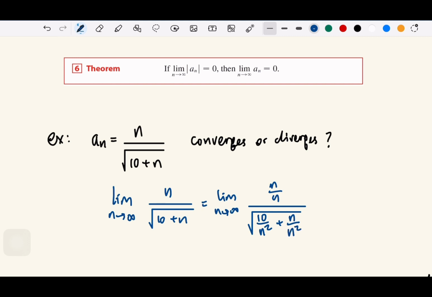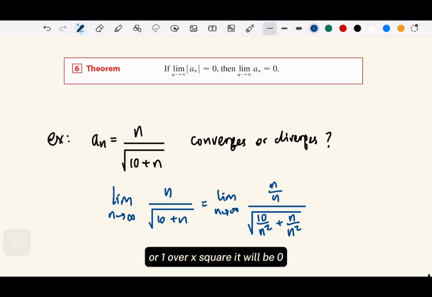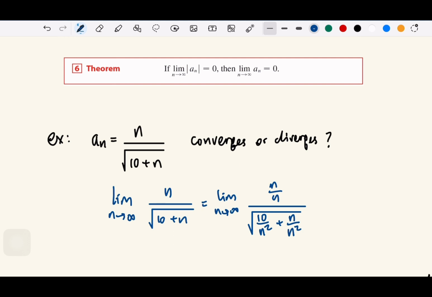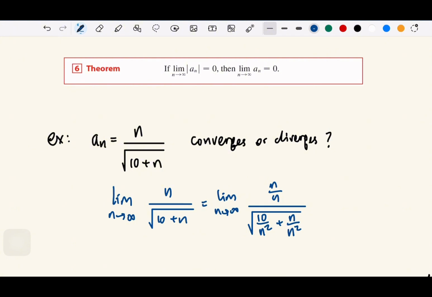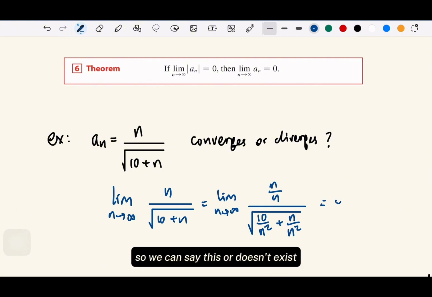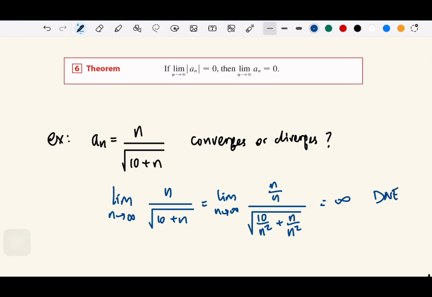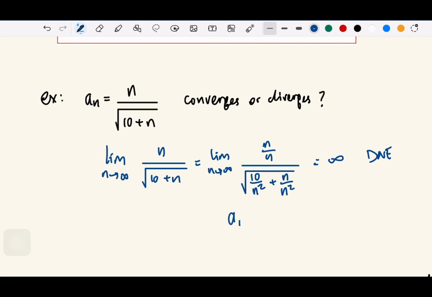So if you take the limit of 1 over n squared, it will be 0. So some constant over 0 will be undefined, and the limit doesn't exist, right? So we can say this doesn't exist, and we can say that a_n diverges.